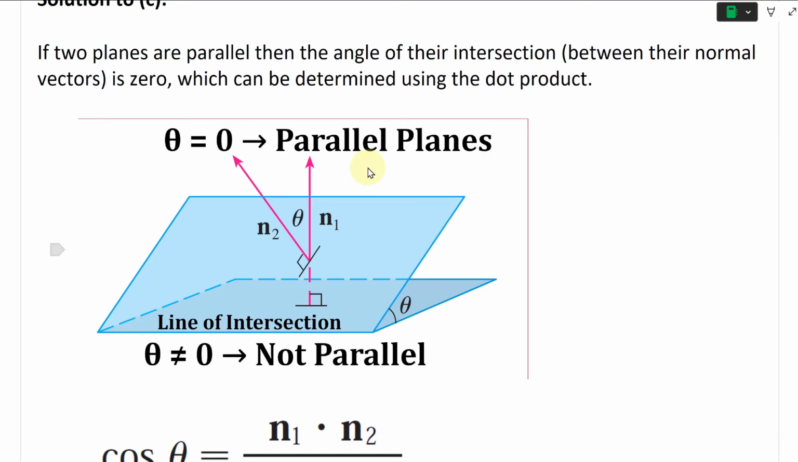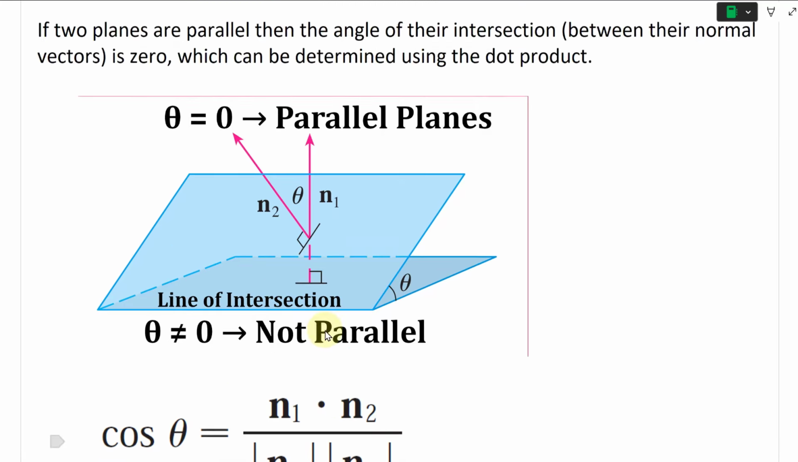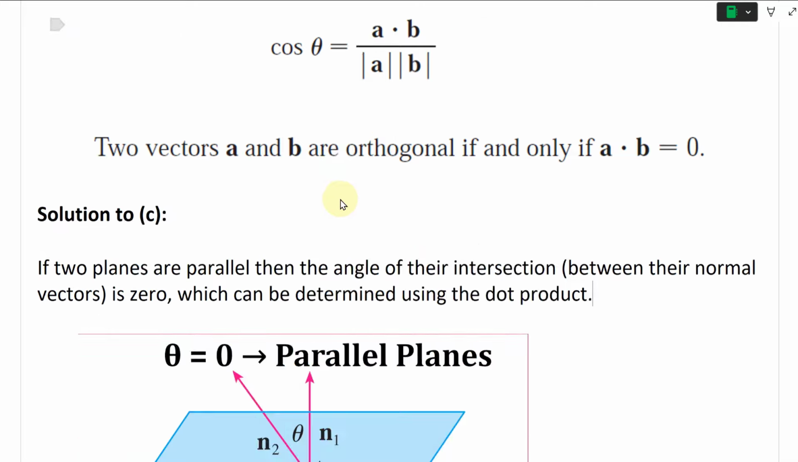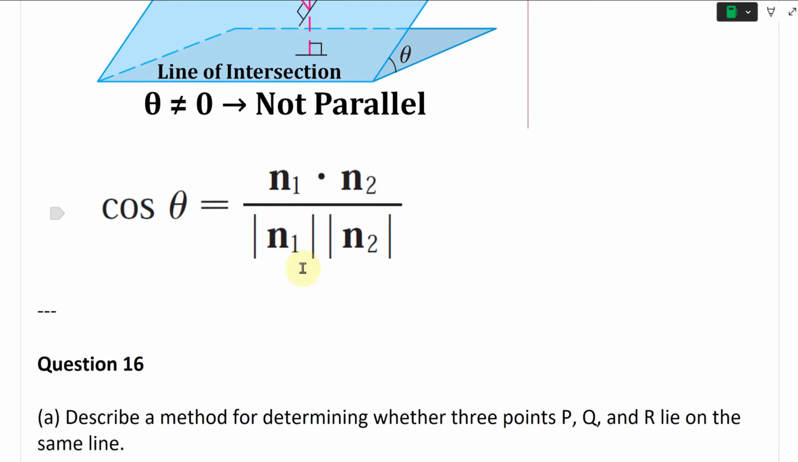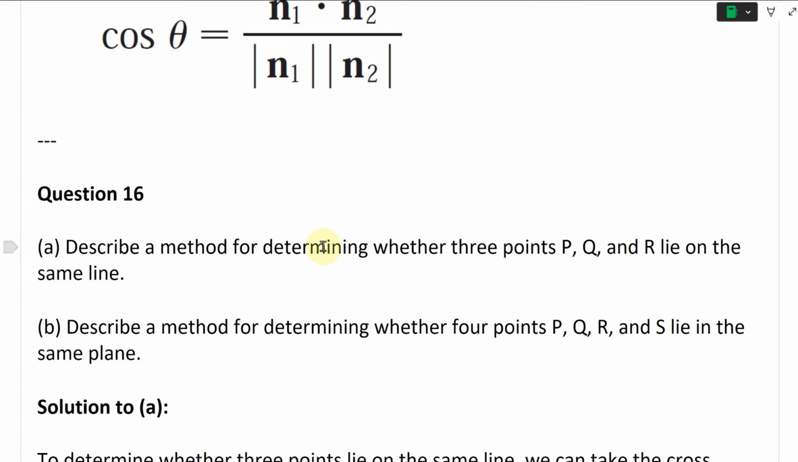And yeah, so that's parallel planes. Again, use the dot product formula with cosine, but instead use the normal vectors n1 and n2. So cosine theta is equal to n1 dot n2 divided by the lengths of n1 and n2.